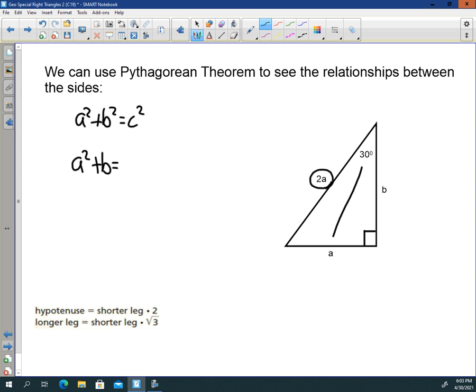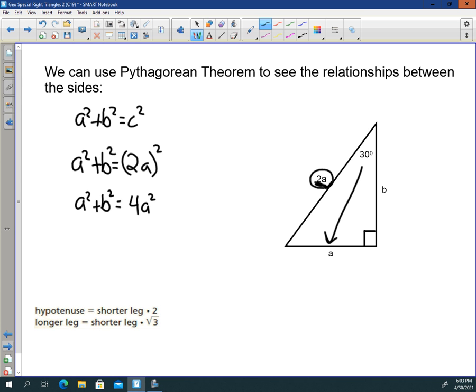Well, here's the short leg, and here's 2 times the short leg. So I'm going to pop that right here. Oops, I forgot the squared there. 2a squared. Okay? So now I'm going to do a little simplification. I've got a squared plus b squared on this side. Can't simplify that. But 2a squared is going to be 4, because 2 squared is 4a squared.